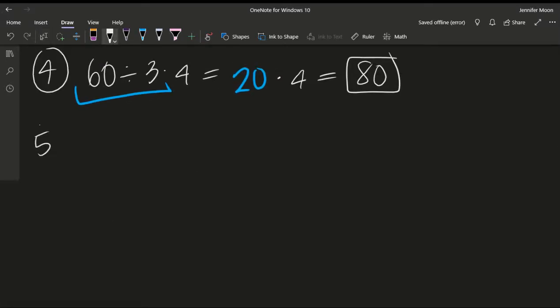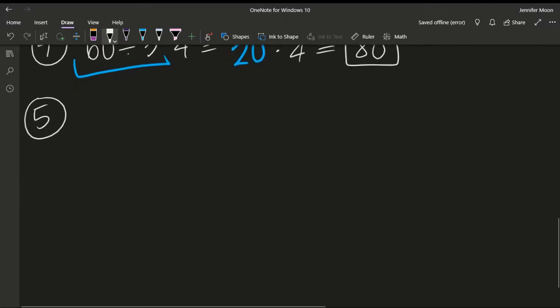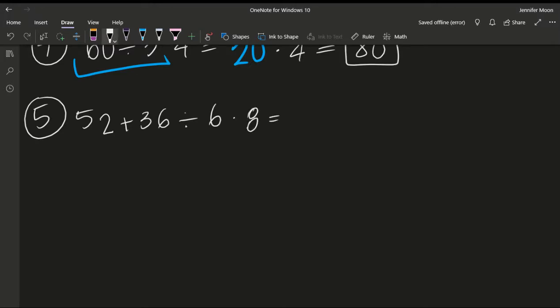Okay, now let's do this example right here, which is 52 plus 36 divided by 6 times 8. So order of operations, multiplication and division, you do left to right. That's the first multiplication or division that I get. So I have 52. Okay, so 36 divided by 6 is 6. Signs are the same, so it's positive. And then don't forget our times 8 over here at the end.